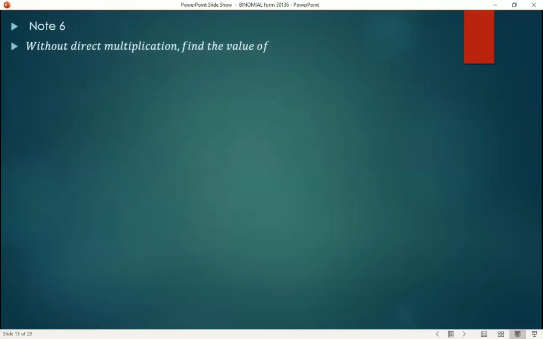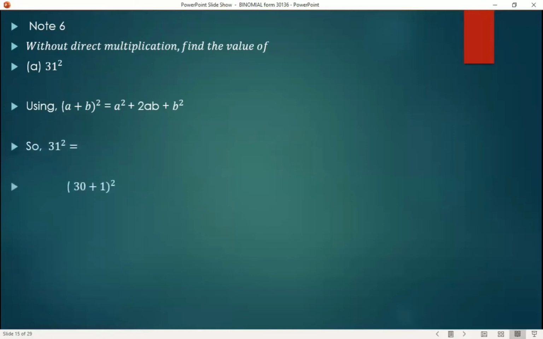Now, sometimes in the exam, you may be given questions like, without direct multiplication, find the value of 31 squared. Believe me, pupils, it's no big deal. For 31 squared, we have to apply our formula (a + b)² = a² + 2ab + b². So 31 squared is (30 + 1)².